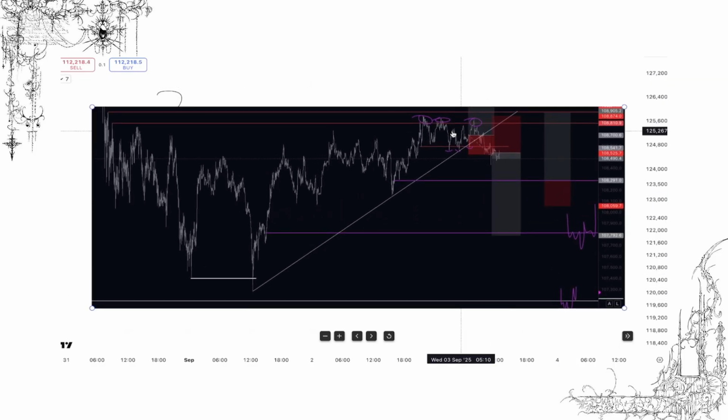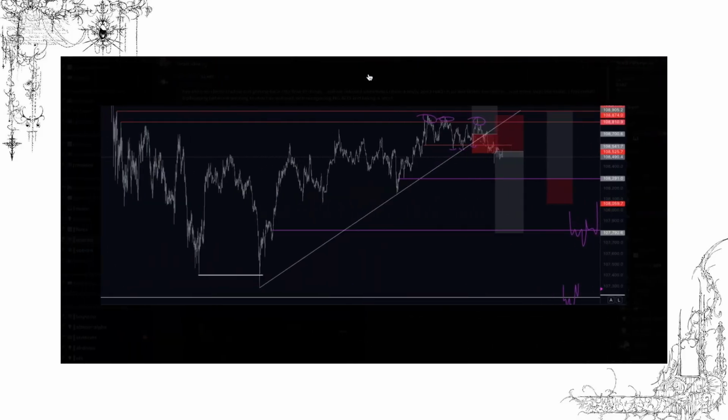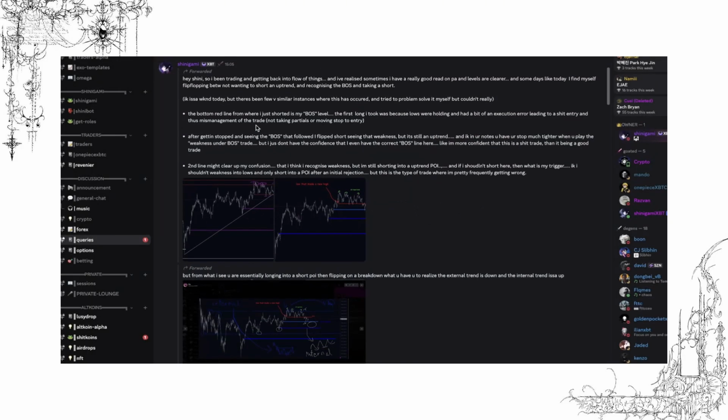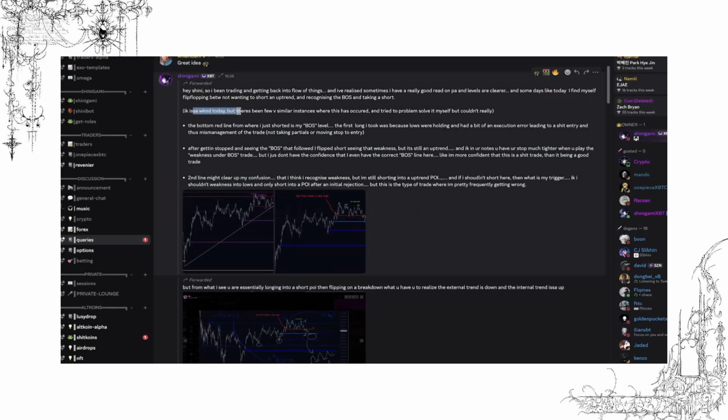Right, now what's going on with this trade? I'm gonna read some more context from my guy and then explain it. It was also a weekend, something to consider as well. Weekends are usually choppier, but there have been a few similar instances where this has occurred. Like I told you, if you've been into trading for some time, this is likely gonna occur to you.